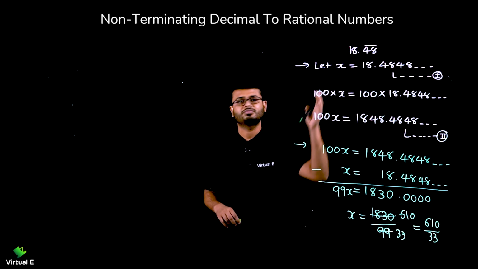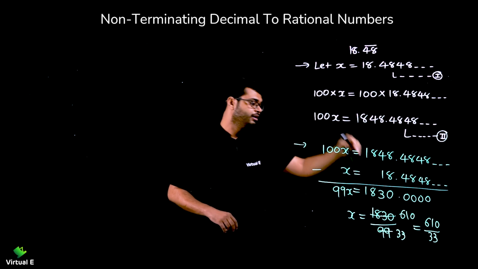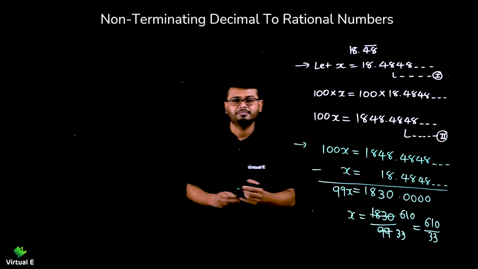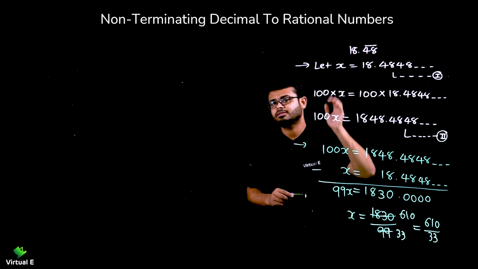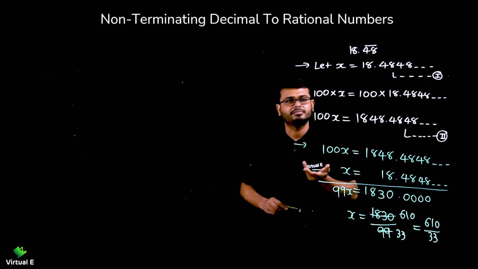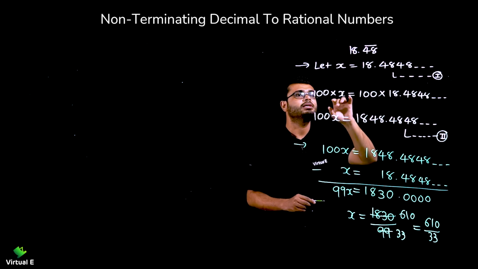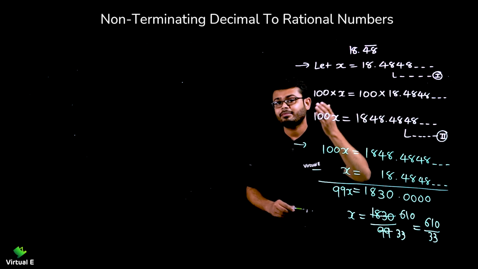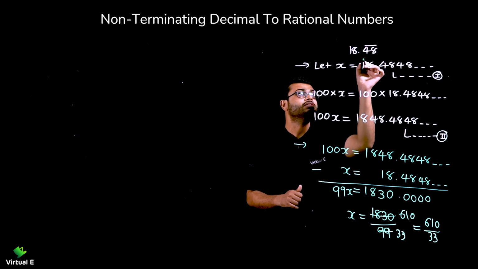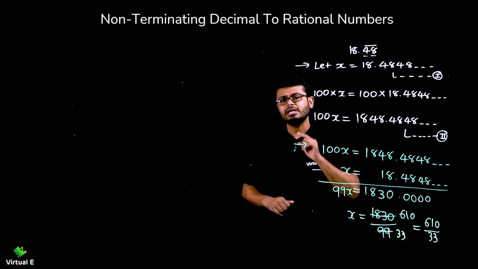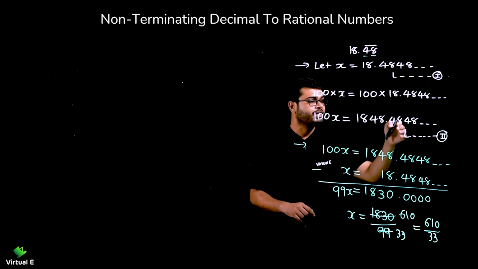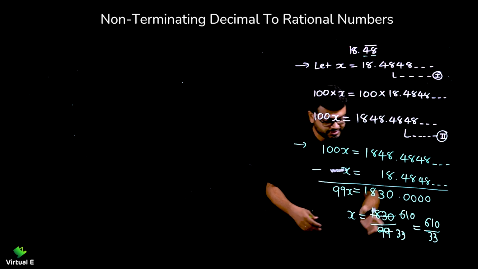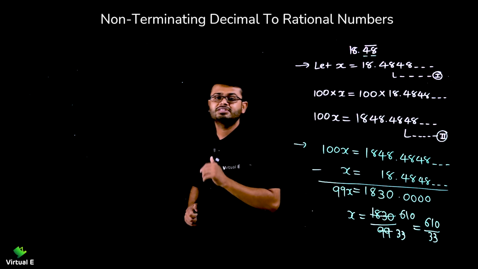So the fraction form of this 18.48 bar, that is 610 by 33. Very simple method it is, right? It doesn't matter whether you have 0 here or some other number, you are going to follow the same method. So let's repeat. First of all, x is equal to whatever decimal is given over here, multiply by 100. The reason behind that is still the same: you have two decimal places, so multiply by 100 on both of the sides. Done. Afterwards, subtract both of these results and get the answer. And if you can simplify at the end, then simplify further.